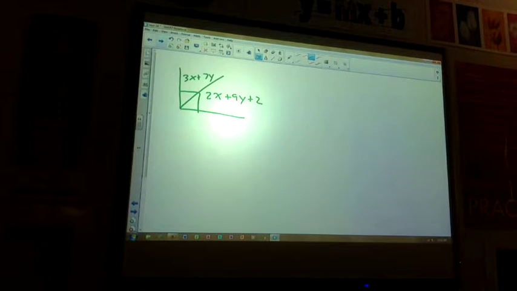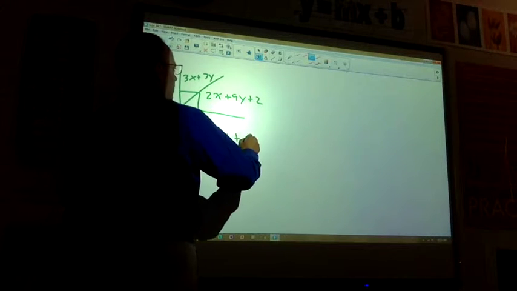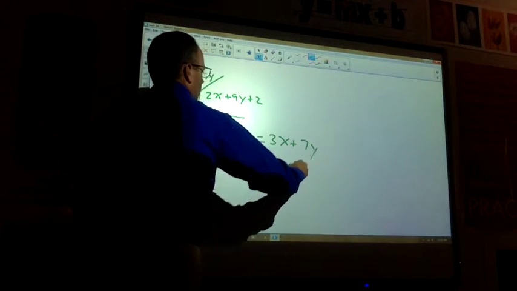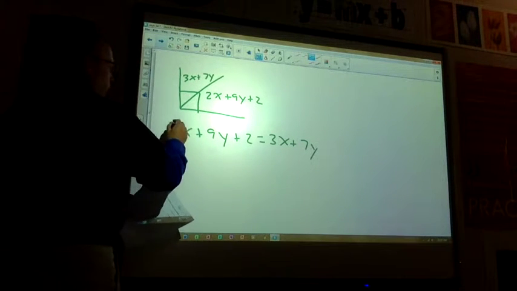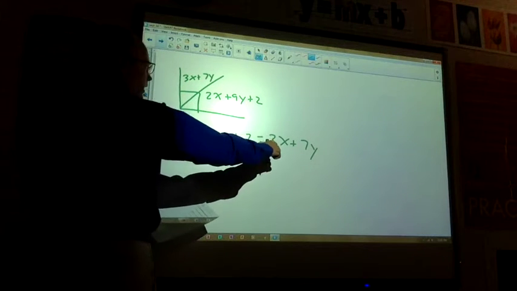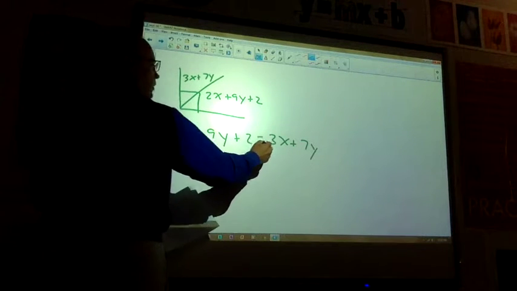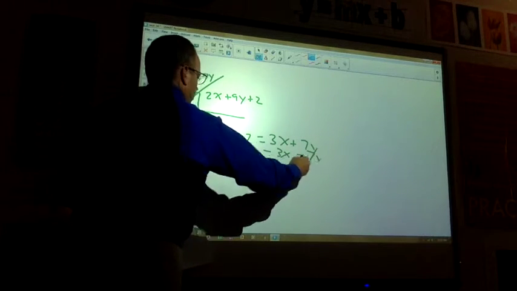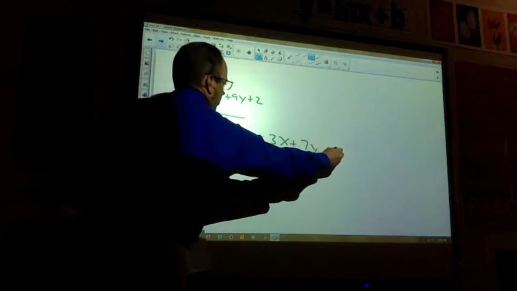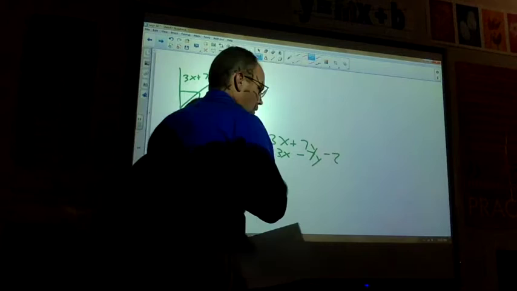What do we know about them? They equal each other. So if you wanted to, you could set the two equal to each other and modify them a little bit. Time out. I made a mistake. That's a 2. 2, 9, 2. Okay. Am I right now? All right. Subtract 3x. That's negative x here. Subtract 7y. Subtract 2 to bring it over. So plus 2y equals negative 2. That's one of my equations.